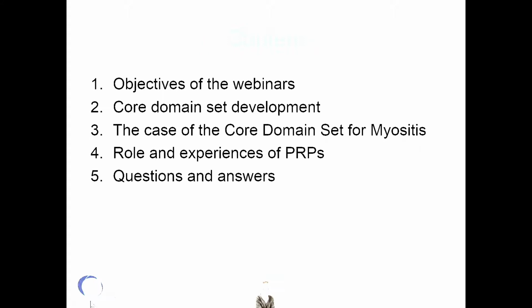So what we will deal with, we will introduce the objectives first. Tell a little bit a summary of what a core domain set is, and then Ingrid will introduce you to the case of myositis, and specifically also highlight her personal experience and her role in the myositis working group as a patient representative. And if time allows, we will have some time for questions and answers.